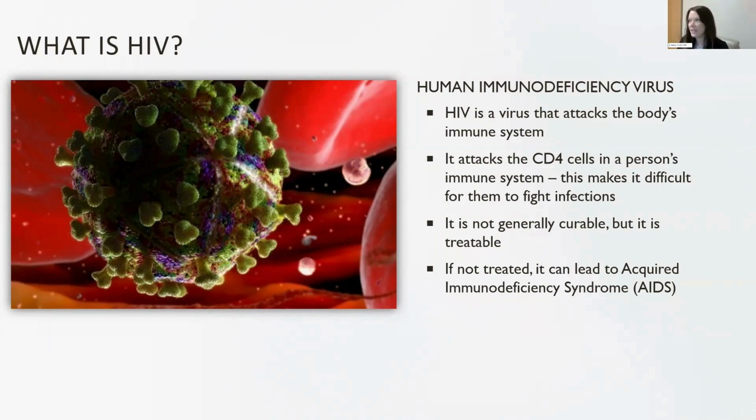So HIV is a virus that attacks the body's immune system. We know that it impacts the CD4 cells in a person's immune system, and it makes it more difficult for them to fight certain infections. It can make them more prone to certain cancers, and it's generally not curable, right? Although in some unique trials, some folks have been cured, the odds of that becoming available to numerous people in the near future isn't very reasonable. And if it's not treated, it can lead to acquired immunodeficiency syndrome, or late stage HIV.